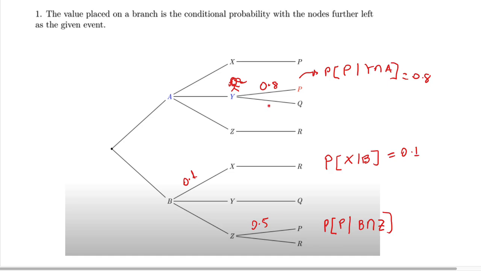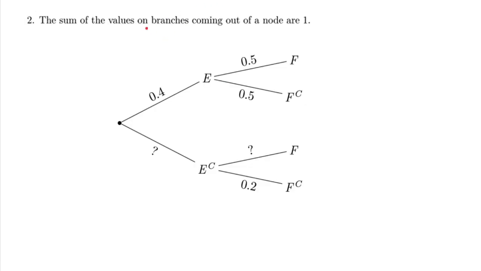The second property comes from this notion of the sequence of events, because when you're sitting in an event and you look forward, the chances of P happening or Q happening have to sum up to 1, because either one of them will happen. So if you're sitting here, your first branch is 0.8, naturally your second branch will have to be 0.2. And this makes us arrive at the second property: the sum of the values on branches coming out of a node is 1.